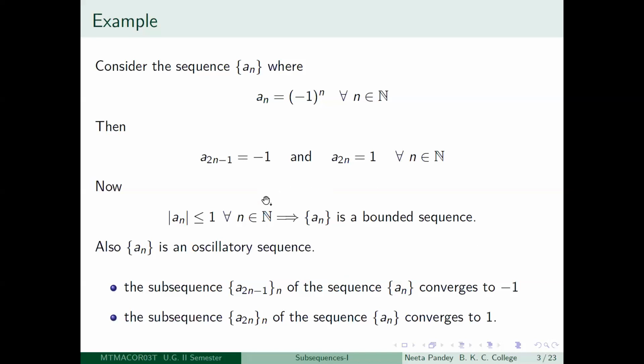Notice, what is your example? Your example consists of a sequence which takes only 2 values, -1 and 1. So if a subsequence has to converge, it can converge either to -1 or 1. It will not converge to any other point L, right? We had discussed this before also, and you can imagine, if something converges to a number L, then you want that any epsilon neighborhood of L should contain the terms of the sequence after a certain term.